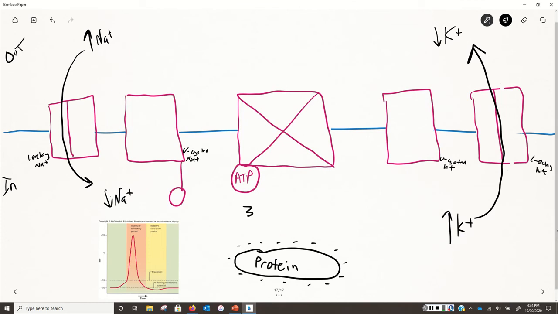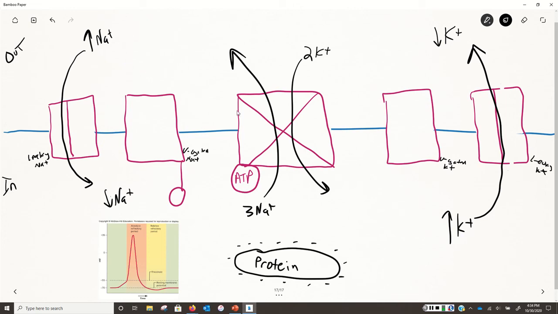The sodium-potassium pump takes 3 sodiums and 2 potassiums. It takes the sodium and pushes them out, takes the potassium and pushes them in with 1 ATP. Then it gets another ATP and it does it again. It gets another ATP and it does it again.